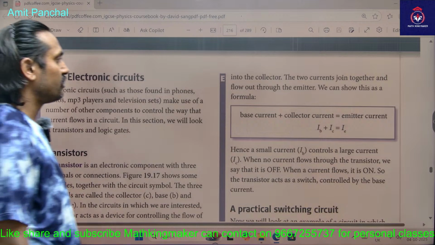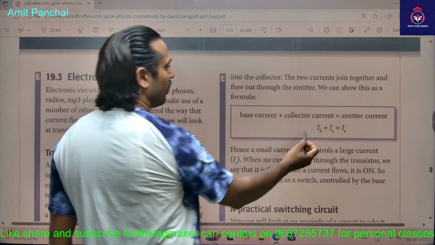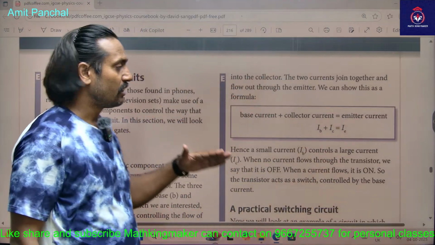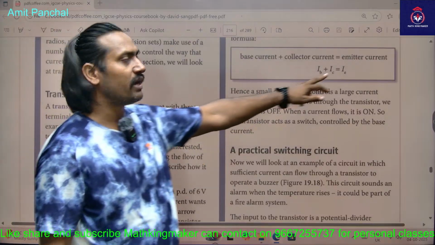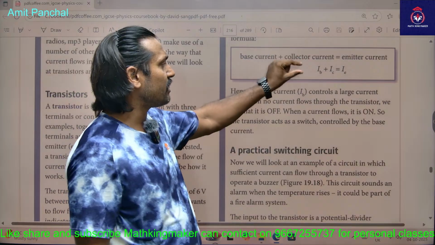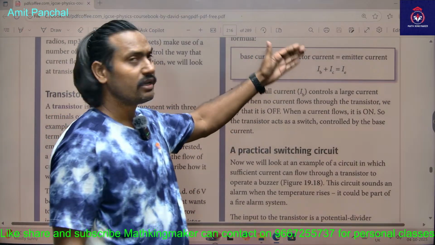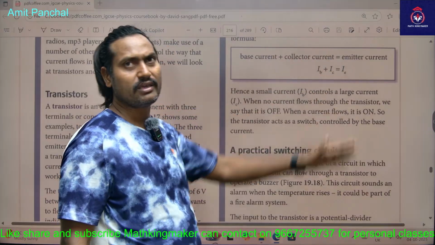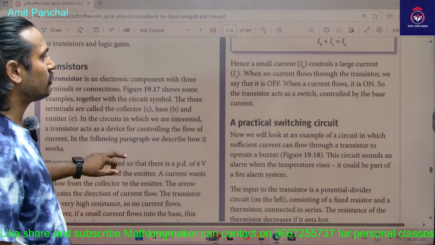Now into the collector, the two currents can join together and flow through the emitter. We can show this with the formula IB plus IC equals IE, as IB is flowing here. But this IB can make a very big impact. However large it is, that will be as large as IE. So hence a small current IB controls a large current IC.